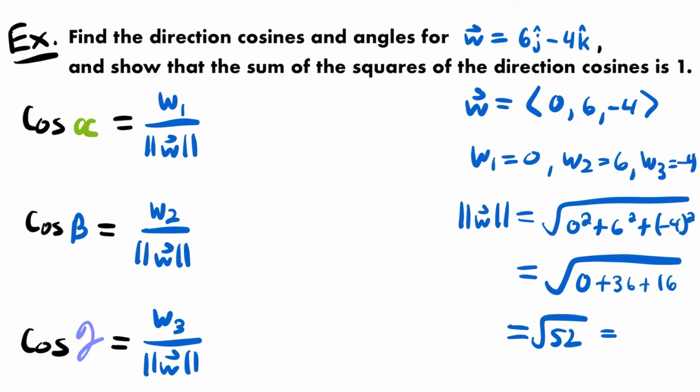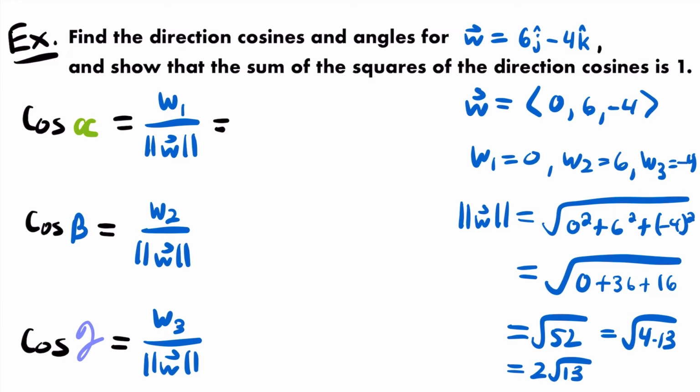Right, so this is equal to the square root of 4 times 13, and we know that the square root of 4 is 2, so we could write this as 2 square roots of 13. Okay, so that's going to be our magnitude of vector W. So now we can set up each of these direction cosines.